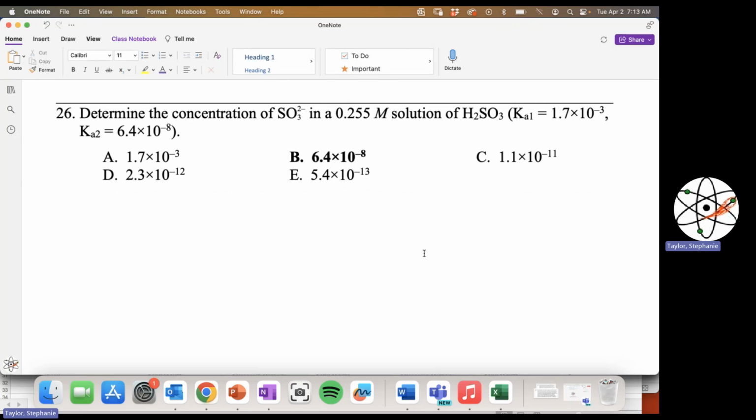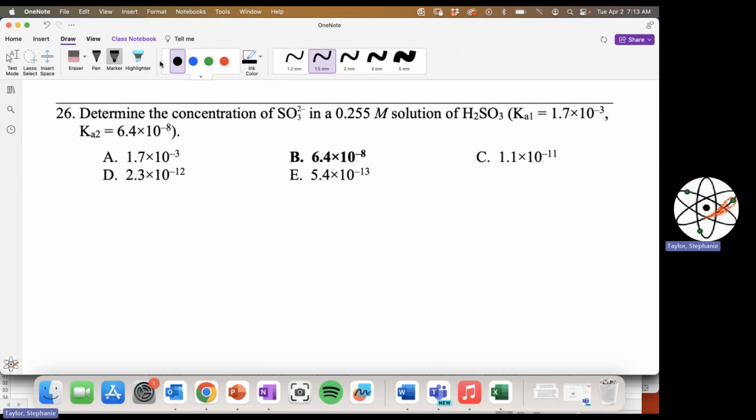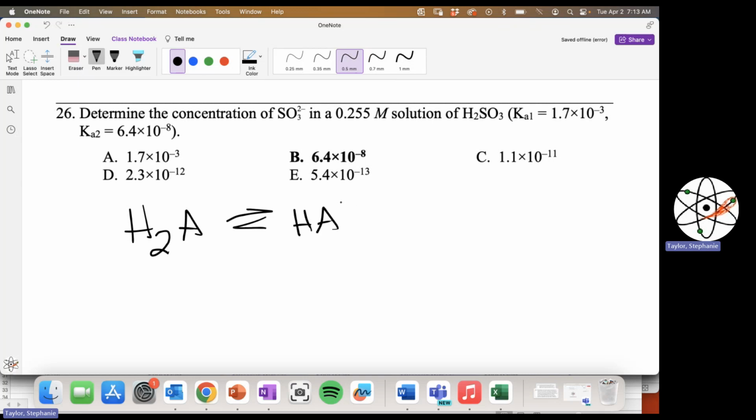This is better. Okay, so the question was about 26 and getting the correct answer on this one. Determine the concentration of sulfite in a 0.255 molar solution. You have Ka1 and Ka2. This is the closest thing to a trick question we actually ever give you, because essentially this is asking you about a diprotic acid.